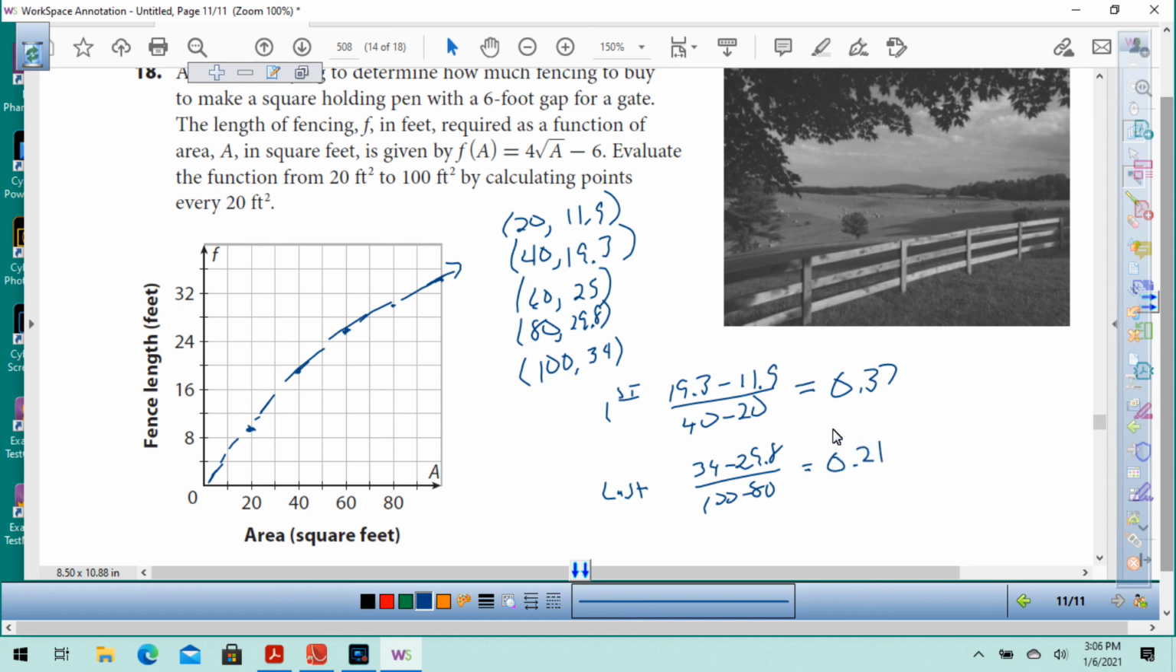So the rate of change represents the extra fence length required for each additional square foot of the pen area. The rate of change decreases with the increasing area, so the extra fence length needed decreases as the area increases. Okay, and that tells you how much you need at each square area.